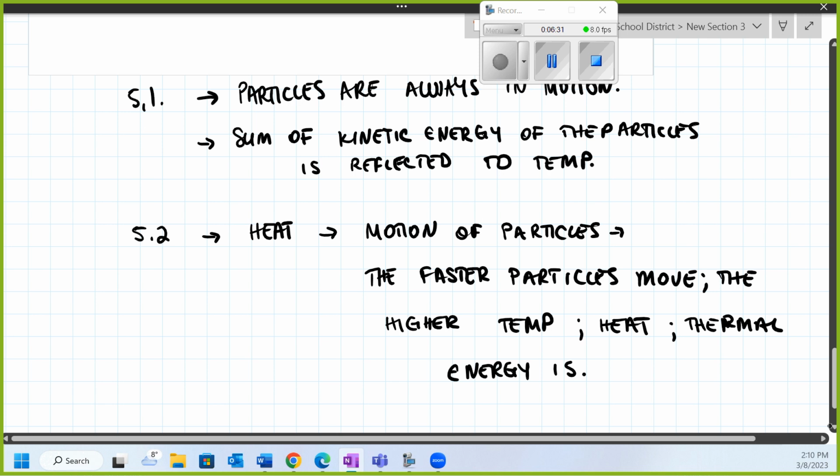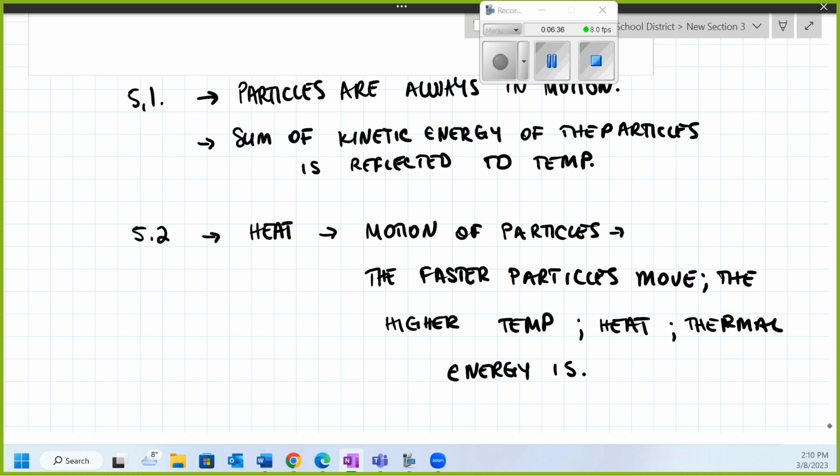Okay, therefore the kinetic energy as well. So those are the main things that you should take from 5.1 and 5.2.